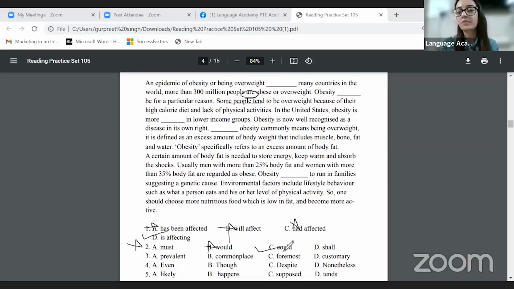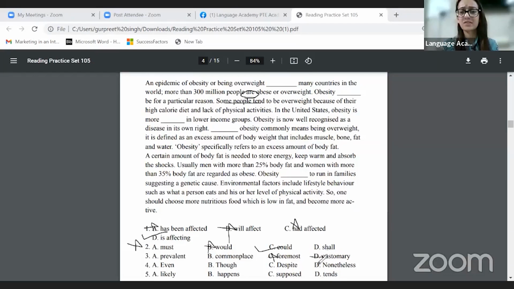So obesity could be for a particular reason, like some people tend to be overweight because of their high calorie diet and lack of physical activities. In the US, obesity is more dash in lower income groups. So means it is more in lower income group people. So it is more prevalent. Commonplace means everywhere. Commonplace is used for place. Can we say obesity is more foremost? So foremost means first. It can never come with more, because first is already at the first place.